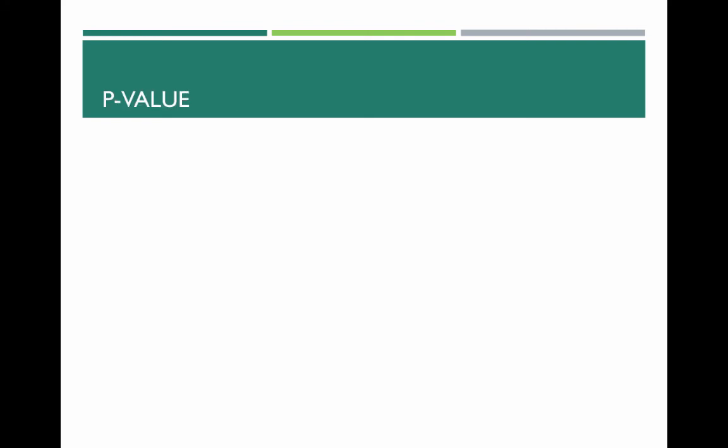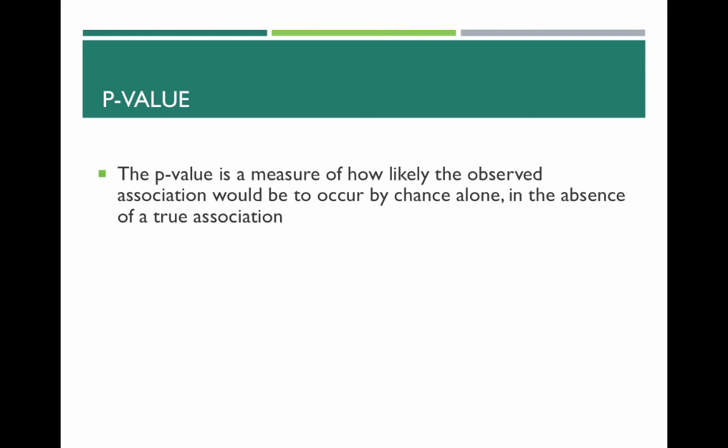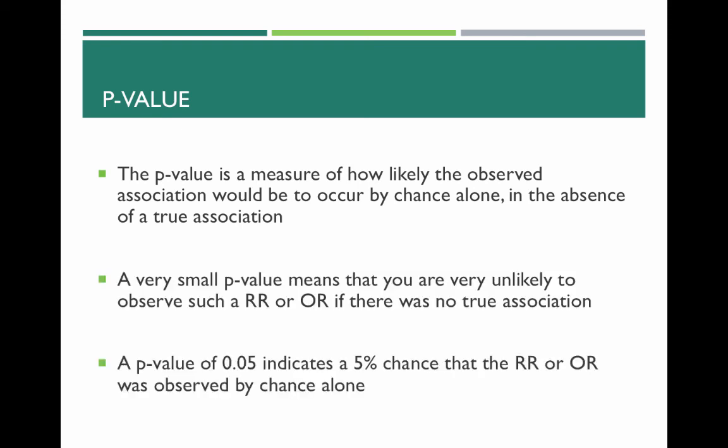P-values are another test of statistical significance. The p-value is a measure of how likely the observed association would be to occur by chance alone, if there was not really a true association. So a very small p-value means that you are very unlikely to observe the relative risk or odds ratio that you calculated if there was no true association. So we typically use a p-value of 0.05 as our cutoff point. And so a p-value of 0.05 indicates that there is only a 5% chance that the relative risk or the odds ratio that you observed was due to chance alone.